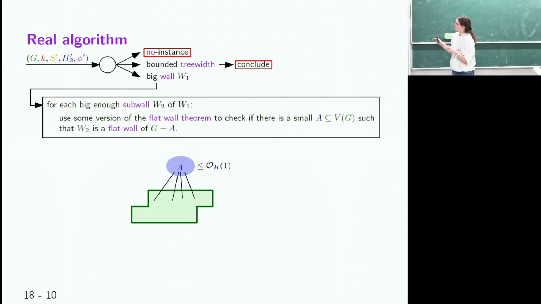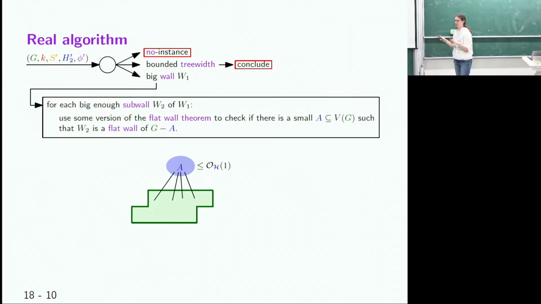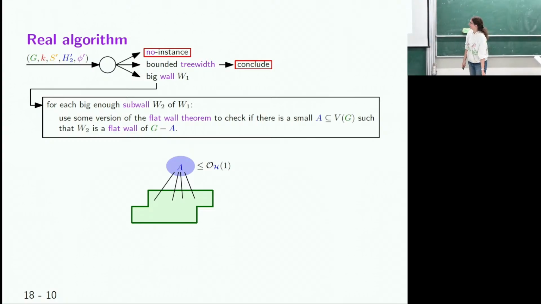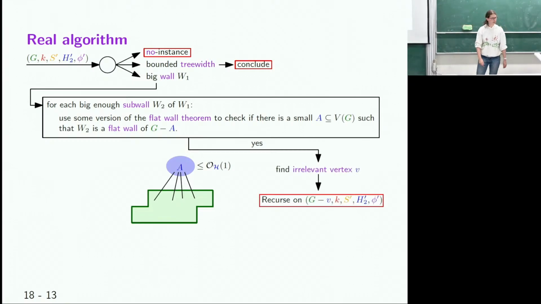And you look at each sub-wall of your big wall that is big enough, and essentially you will search whether this corresponds to some flat wall. So, if there is an apex that you can remove so that it is a flat wall. Actually for this we use two different versions of the flat wall theorem, and it's complicated to find correctly. But anyway, if you find this, then you can use the irrelevant vertex technique and recurse on T minus B.